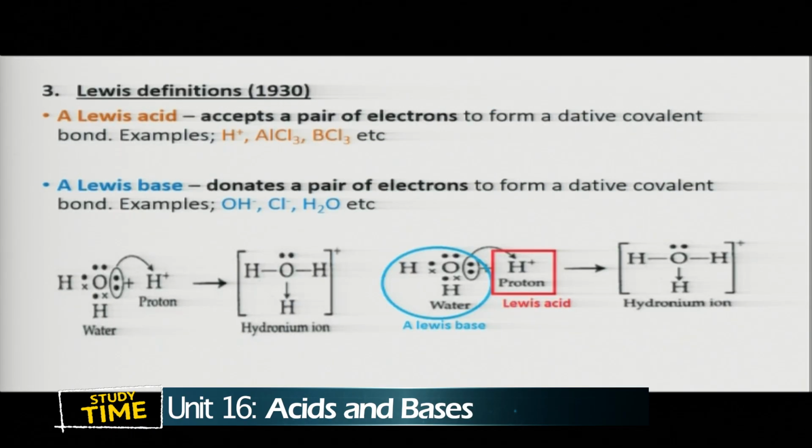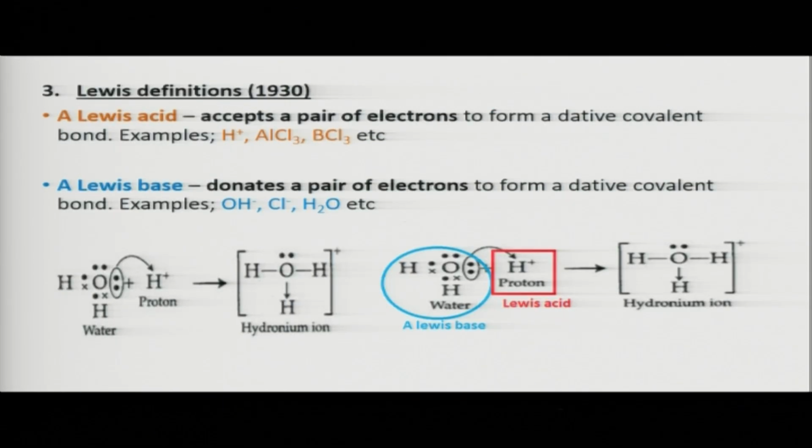Now, let's look at the third definition, the Lewis definition. So, about 7 years after the Bronsted-Lowry had stated their theory, he also came up with his, because he found some things which are tricky. For instance, he noticed that when you bring in hydrogen ion in water, the water donates a pair of electrons to form hydronium ion.